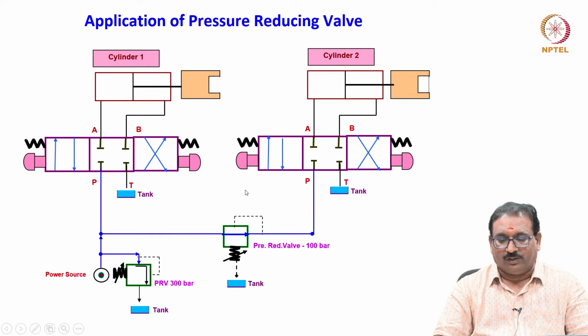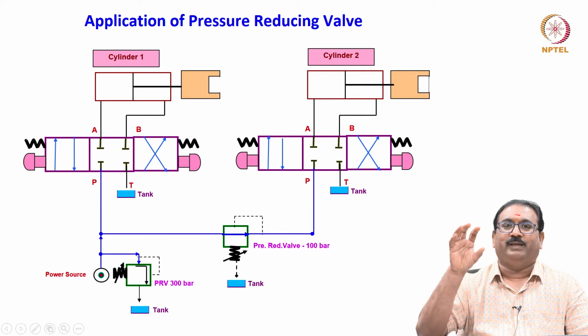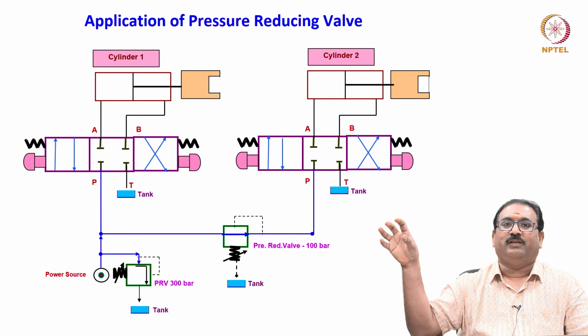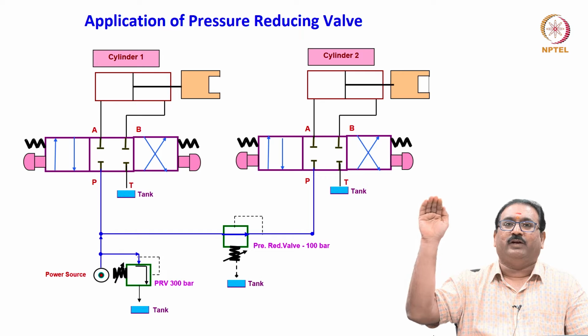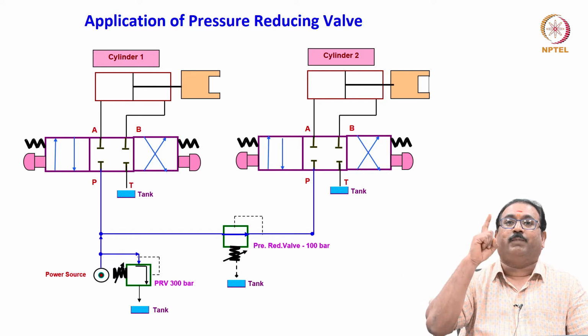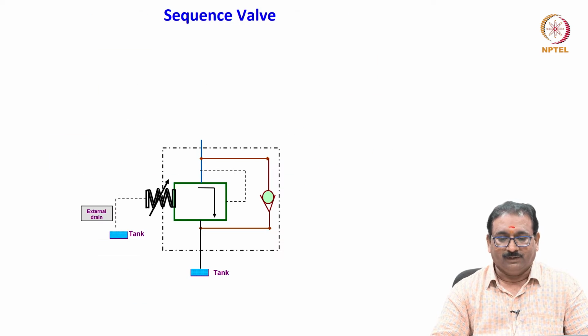Correct? This reducing valve will restrict the pressure you want in the branch circuit. If you want to control one more cylinder 3 at 50 bar, again you will use one more pressure reducing valve. If you use as many pressure reducing valves, they will control the pressure level in different circuits at different pressures, but only one power pack of 300 bar, which I have shown here.